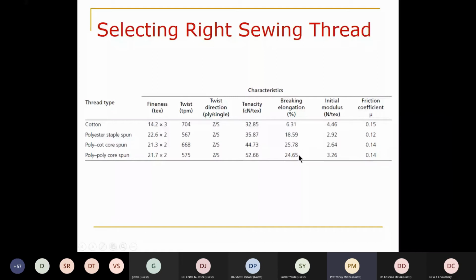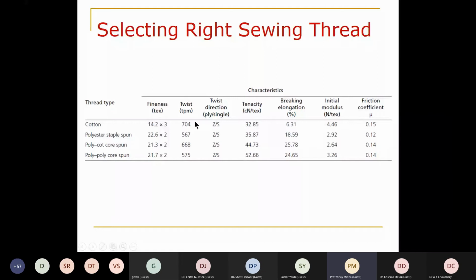So if our application requires elongation, if an elastic fabric is there, then in that case we need polyester or the core spun threads. If the elongation is not required, then in that case we can go for the cotton threads. Then it also depends upon the type of strength which we need. The polyester core spun threads will have much higher tenacity as compared to the cotton and the polyester spun threads.